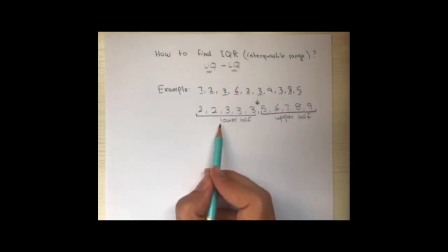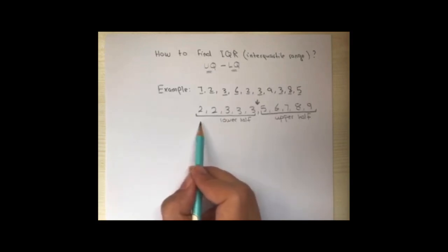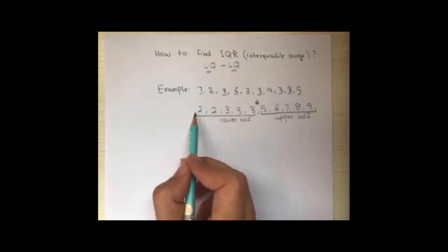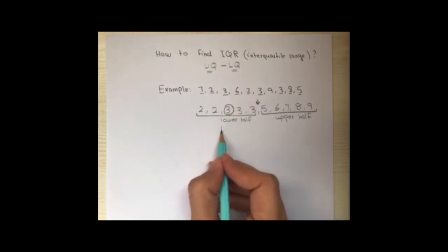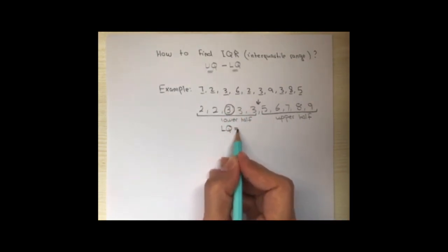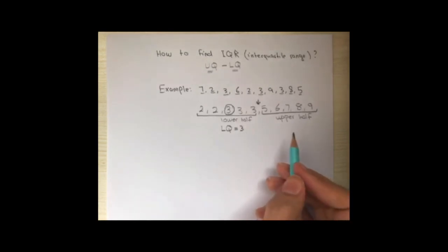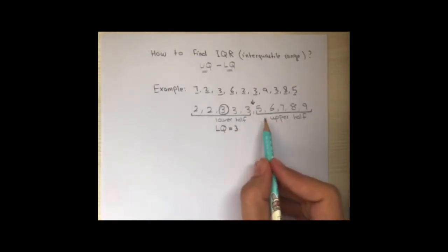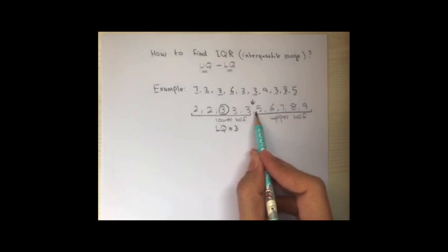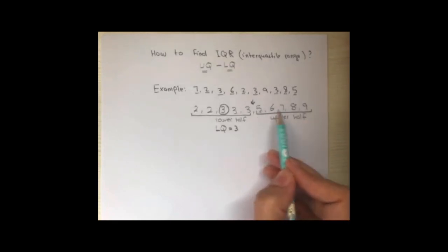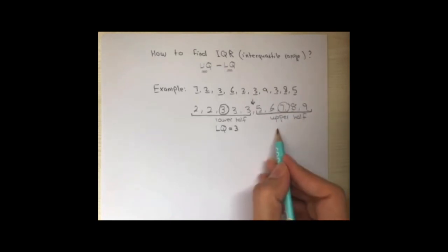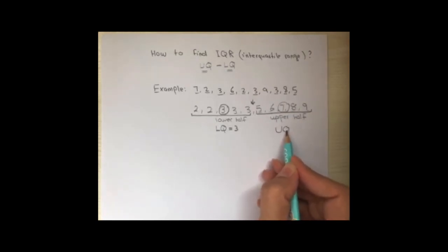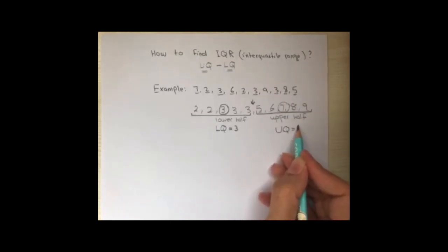The lower quartile is the middle number of the lower half. So in this group of numbers, the middle number is 3. So LQ equals 3. And the upper quartile is the middle number of the upper half here. So we can see the middle number is 7. So the UQ or the upper quartile equals 7.